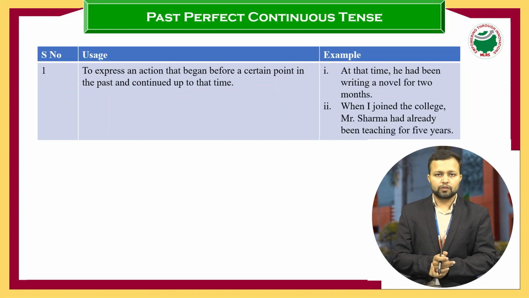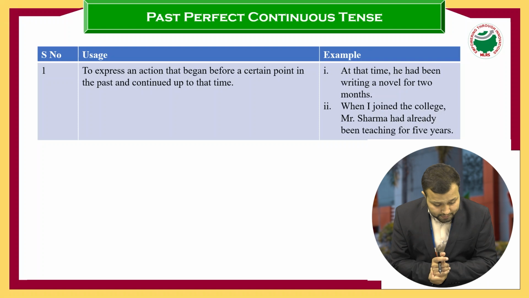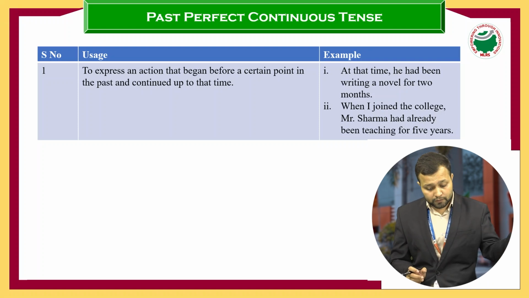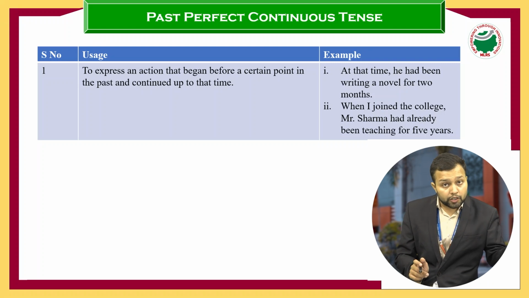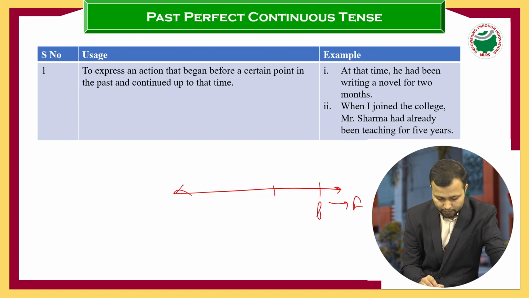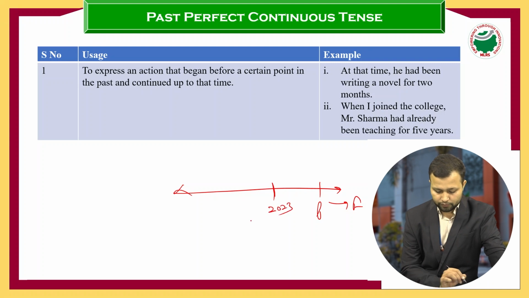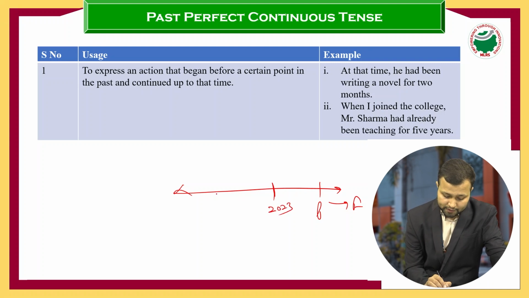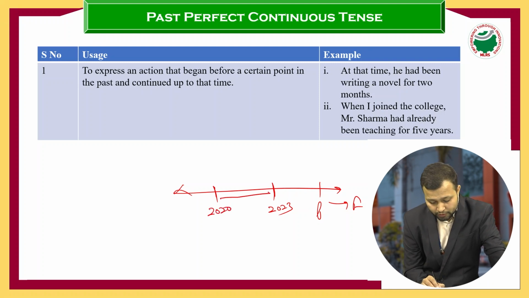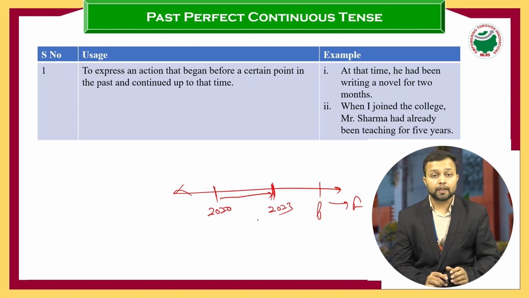Moving on to past perfect continuous tense. This tense is used to express an action that began before a certain point of time in the past, and continued up to that time. For example, this is our timeline: present, future. This point is past for us. For example, 2023, right? And something was started even before it, 2020, and it continued for 3 years up to 2023.